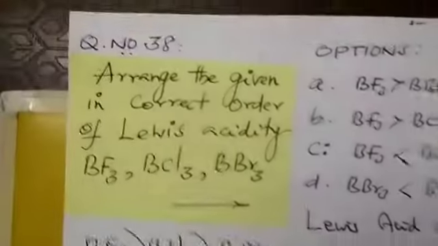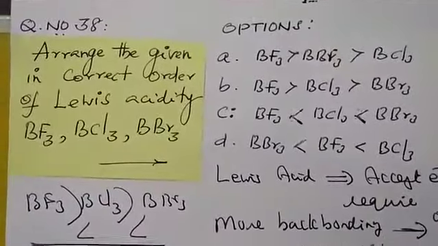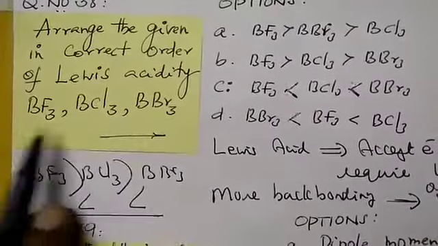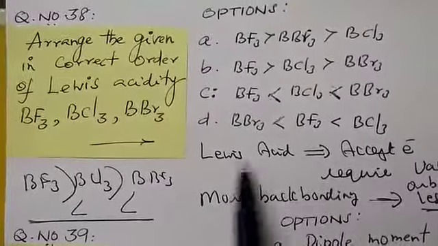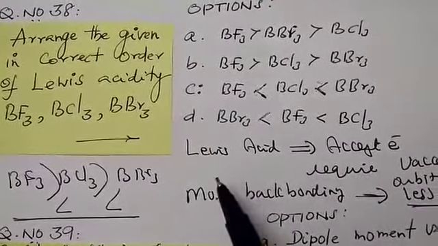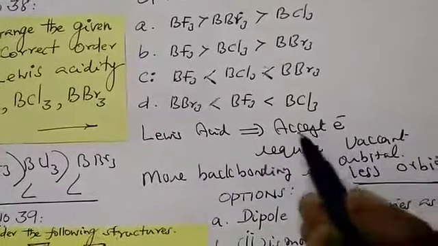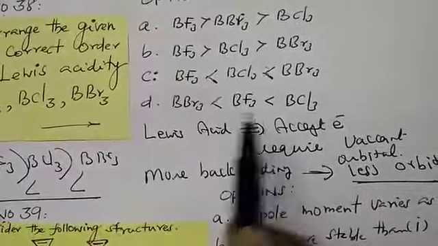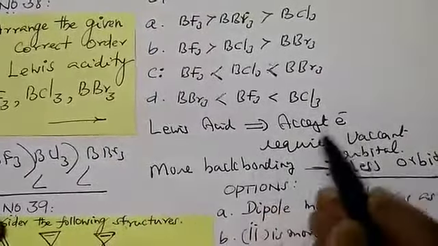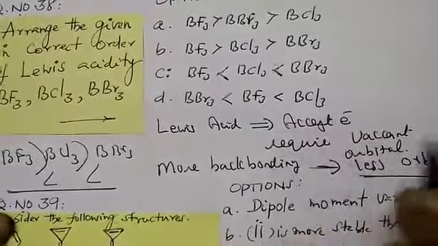Now let us go to question number 38. Arrange the given boron compounds in the correct order of Lewis acidity. Now, the definition first: what is the meaning of Lewis acid? A Lewis acid is an acceptor of electrons. It has to accept the electron. What I mean is that boron has to accept the electron, meaning it has vacant orbitals.